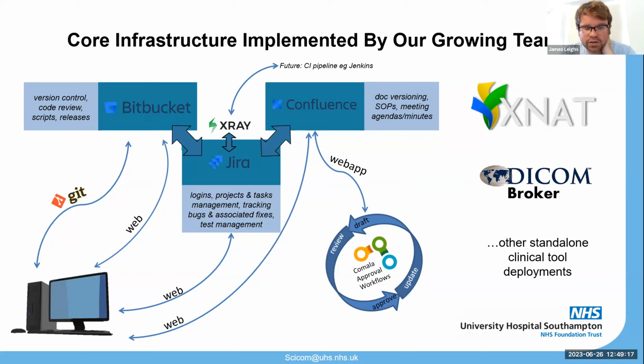So the Atlassian tools we tend to interact with through the web, but then of course our Bitbucket server we will interact with through Git as well for our version control for the software.